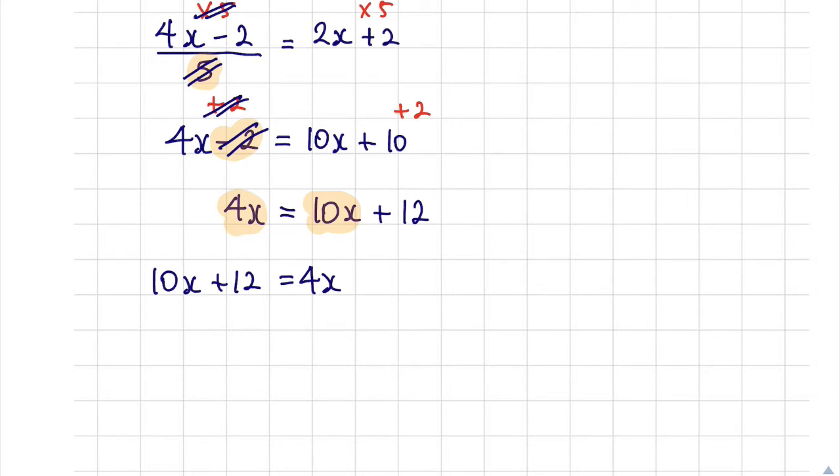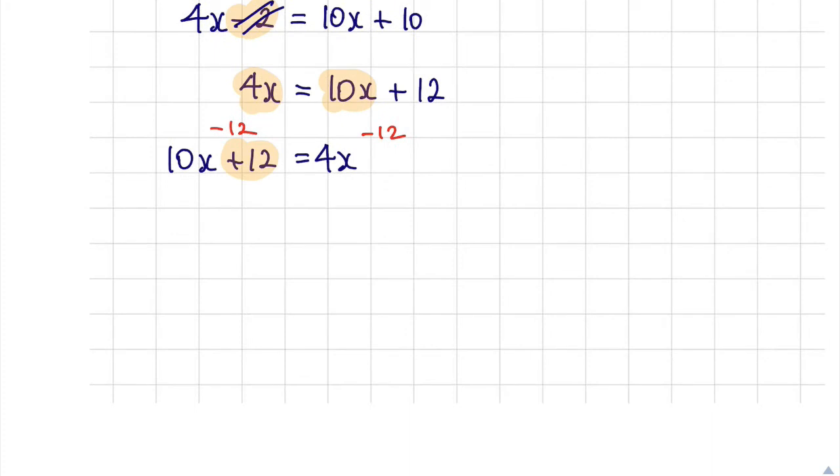So I've just flipped the whole thing over. I now need to get rid of this plus 12. So what I'm going to do is subtract 12 from both sides. And that will give me 10x, because that 12 will cancel with that one, equals 4x minus 12.